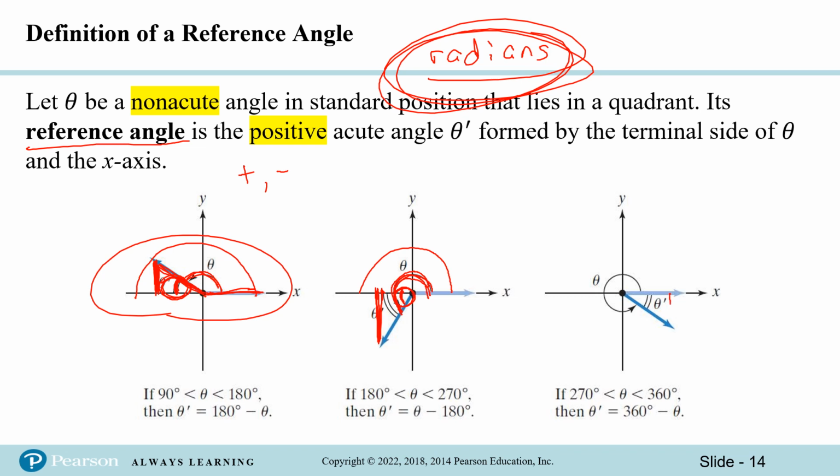And then right here, all the way around is 360, but I just need this little portion of it right here. So we take 360 and subtract off our angle, and that will give us our reference angle. Oh, so much easier when we have radians. You'll see.